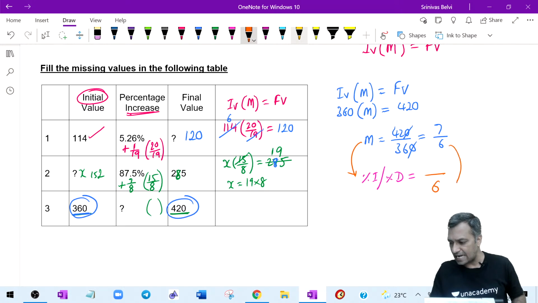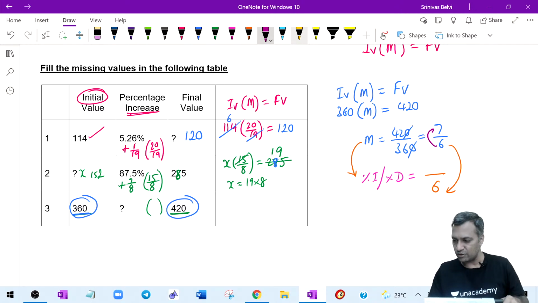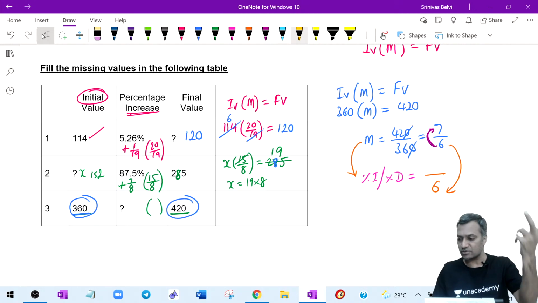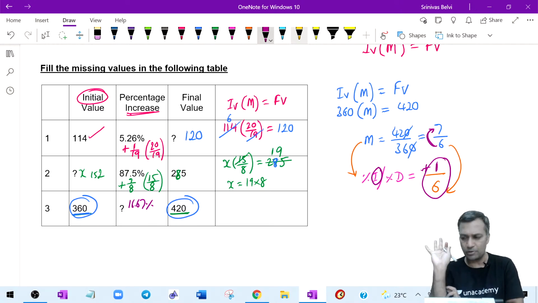Denominator, copy it as it is. Then move from 6 to 7. When you move from 6 to 7, check whether there is an excess or a deficit. There is an excess. What is that excess? Excess is plus 1. Plus means increase. What is that increase? 1 by 6, which becomes 16.66%. You would come back and say that this is a 16.67% increase. Very simple one.